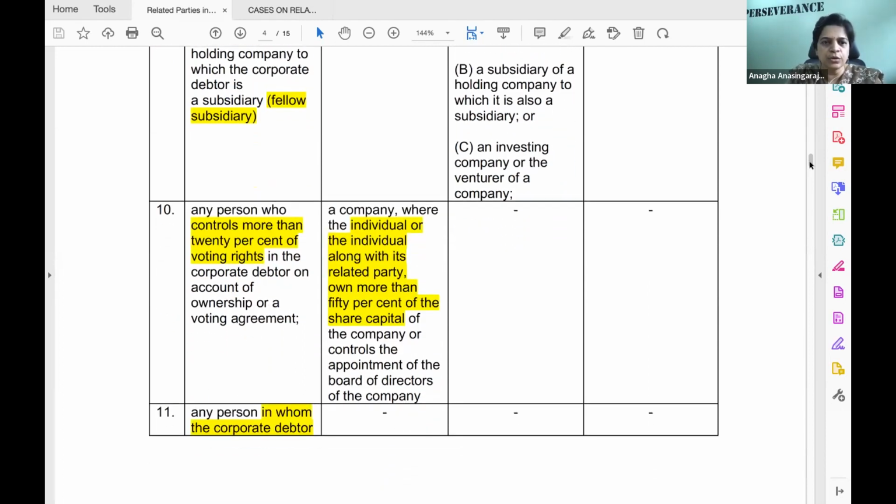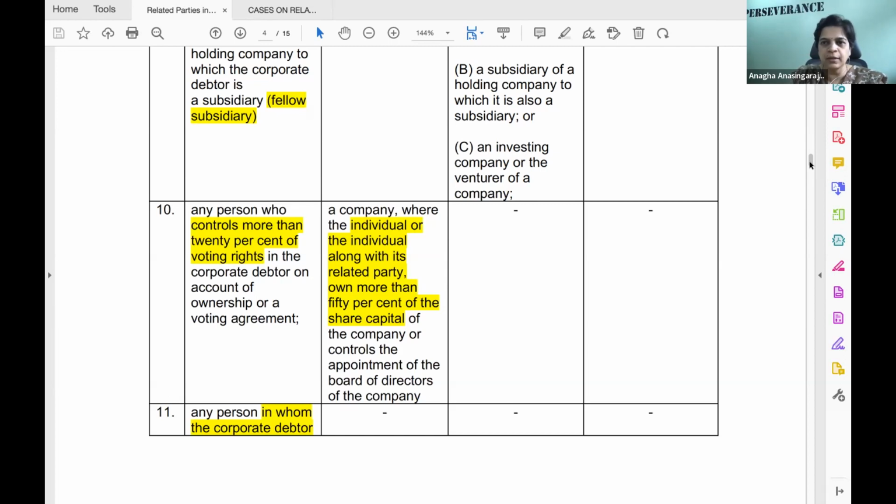Now, any person who controls more than 20% of the voting rights in the CD on account of ownership or a voting agreement. Again, this could be an individual, an entity, a body corporate, any person who controls more than 20% of the voting rights in the CD on account of ownership or a voting agreement. So he may not be on the board, he may not be issuing instructions about the management of the company or the day-to-day affairs or taking decisions, but he is controlling more than 20% of the voting rights of the CD by virtue of an agreement which was entered into between the CD and this person.